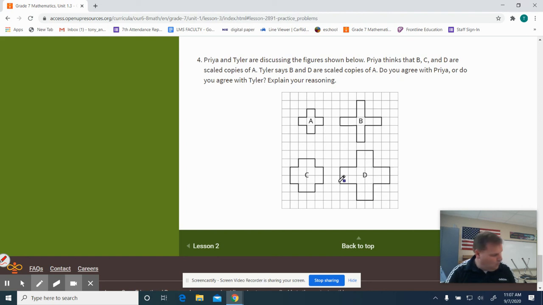The only one that is a scale copy is D, because each dimension you multiply by 2, and so you would have a scale factor of 2. Neither of those people are correct because D is the only answer that is correct here.